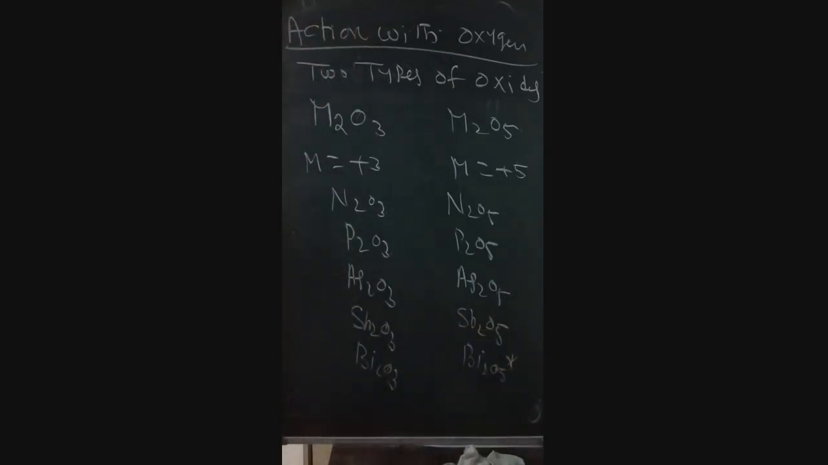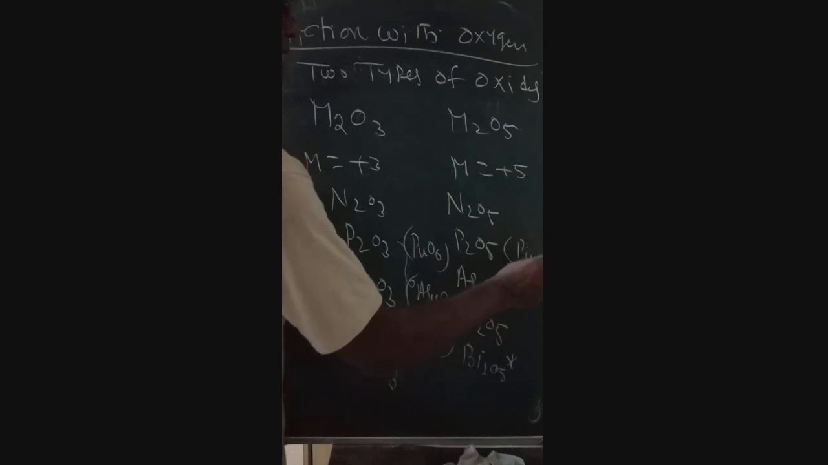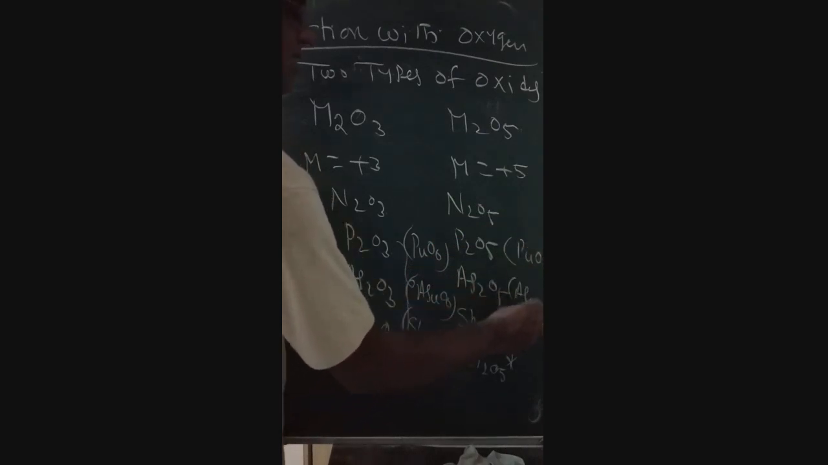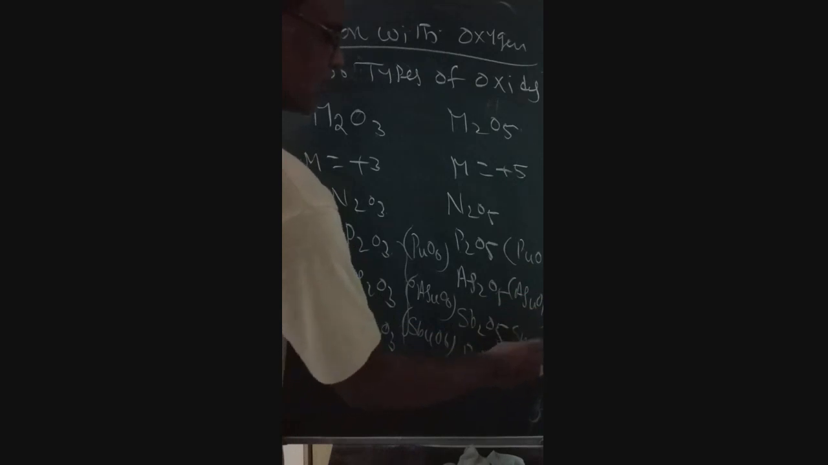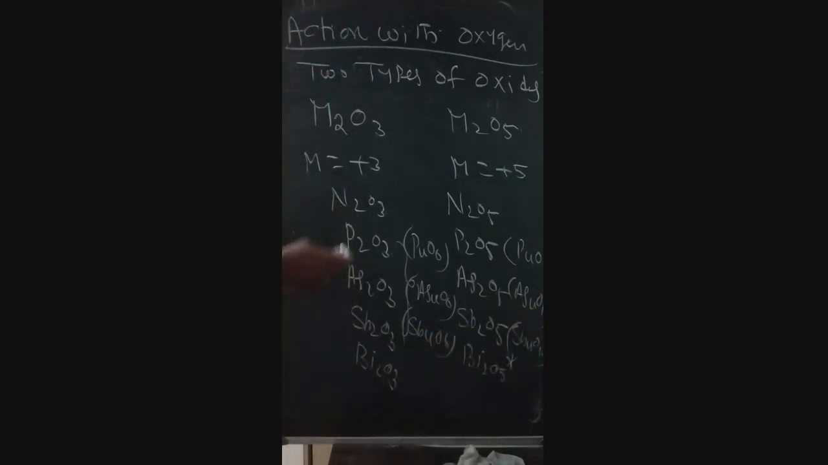So children, especially here phosphorus, arsenic, antimony, these three oxides exist as dimers. Dimer means they exist with the formula P4O6, As4O6, and Sb4O6. Like that, these also exist in a dimer state: P4O10, As4O10, and Sb4O10. Phosphorus, arsenic, antimony exist in the dimer state, but bismuth exists in the monomer state. Nitrogen oxides also exist in the monomer state.